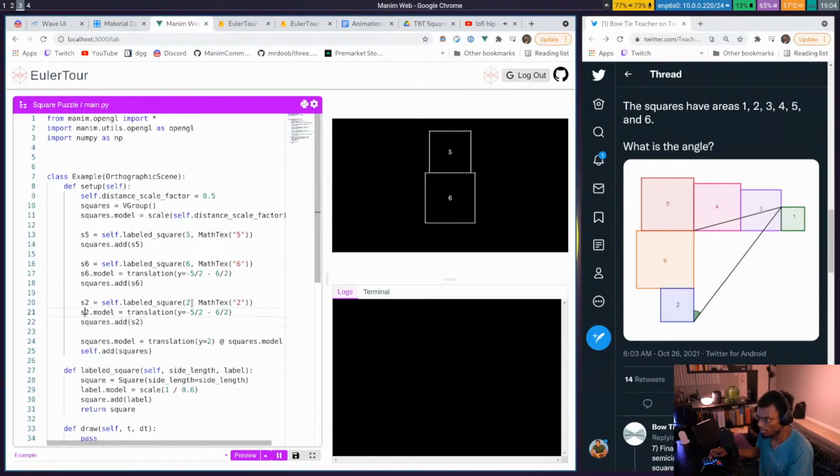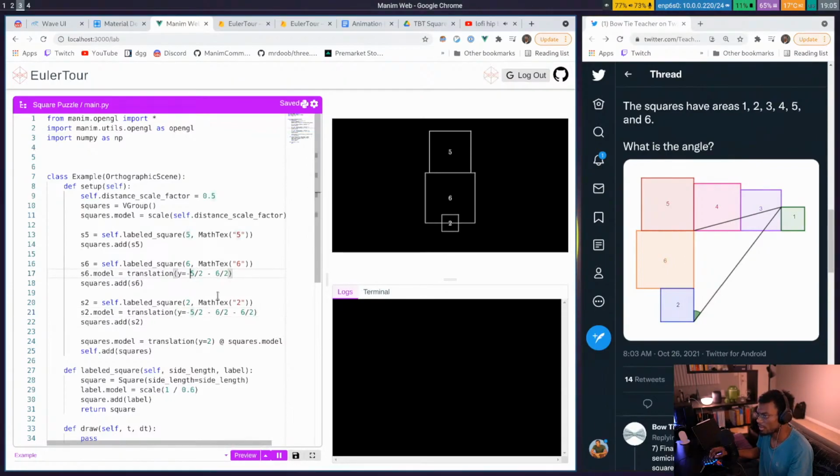I should actually put some thought into this. How will I want to move this? This should be -5/2 minus 6/2. So this will move it to where the 6 is. Then I'm going to move it again. Minus 6/2. This moves to the edge.